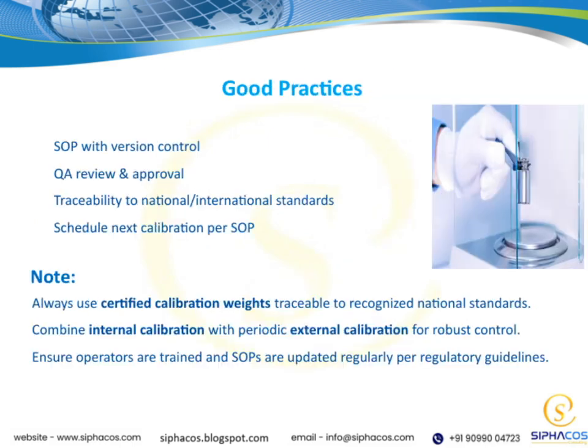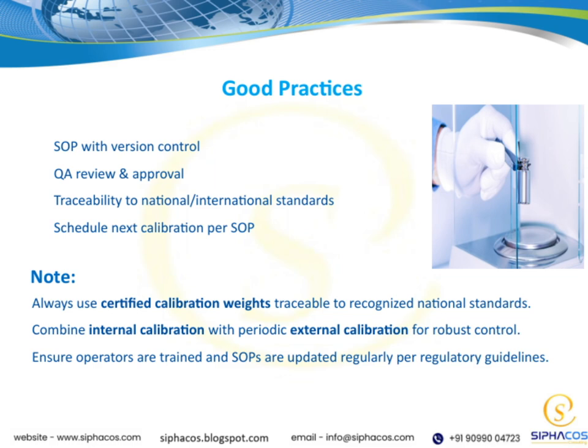Now, let's talk about some best practices to ensure our calibration processes are reliable and compliant. First, always use certified calibration weights that are traceable to recognized national standards. This is crucial because it guarantees the accuracy and consistency of your measurements. Combining internal calibration with periodic external calibration creates a more robust control system. Internal checks help us maintain daily accuracy, while external calibration confirms our standards remain solid over time.